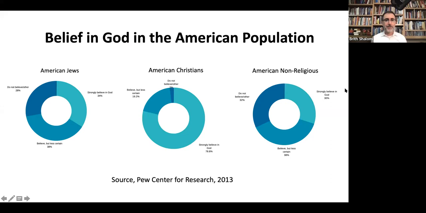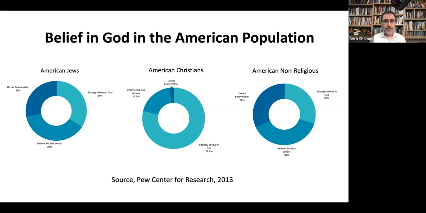All right. So here is belief in God in the American population. We have some Pew studies that ask, are you a believer in God? And how much? Certain, not so certain, somewhere in the middle, or don't believe in God. They find some interesting statistics that can inform us about the landscape of belief in God.